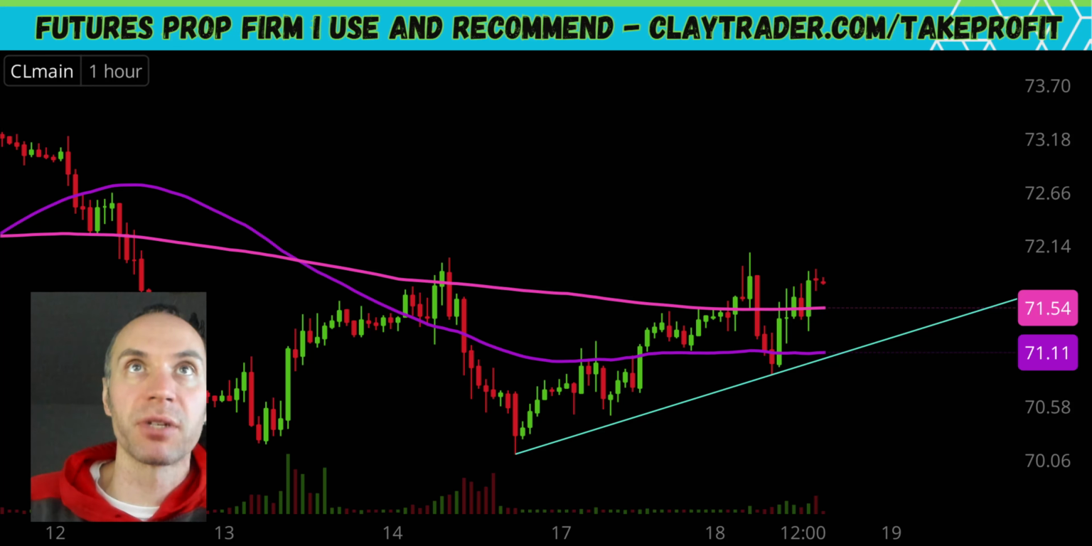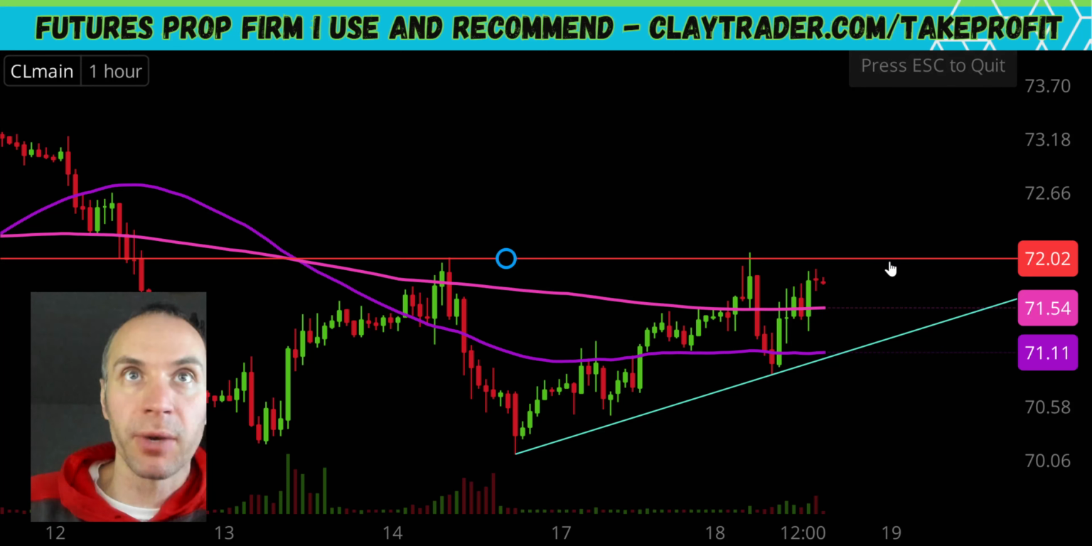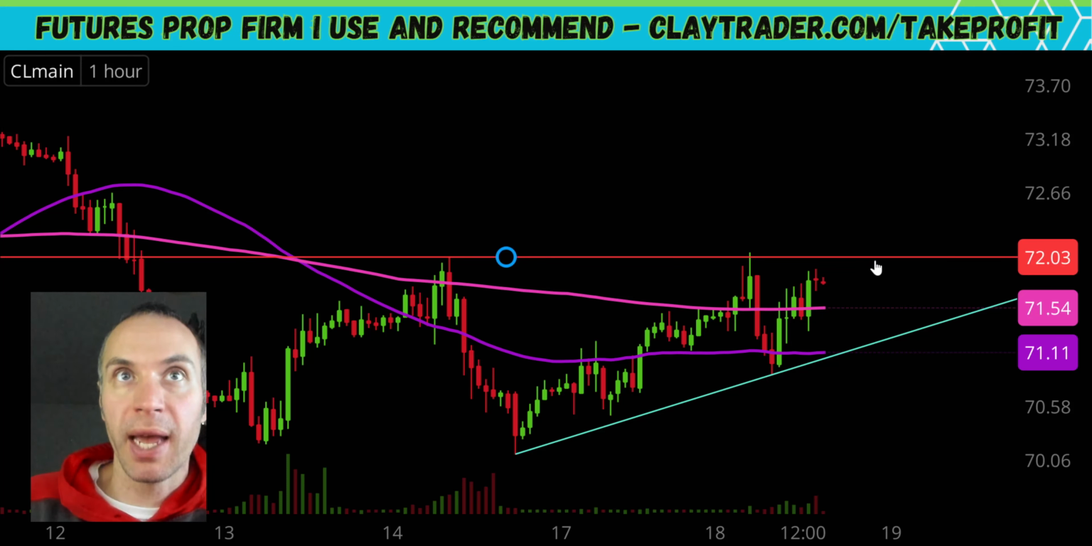In terms of areas of resistance, you've got to think that everybody and their brother's uncle is going to be watching this area right here moving forward, right at the $72 mark. Going through the history of things, right there, 72, former area of support, failed. So you'd expect it to act as resistance, which it did right there.